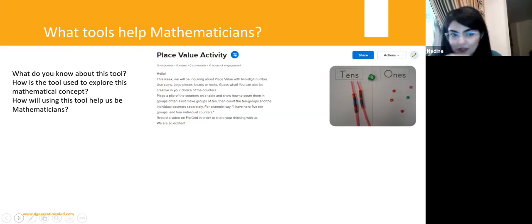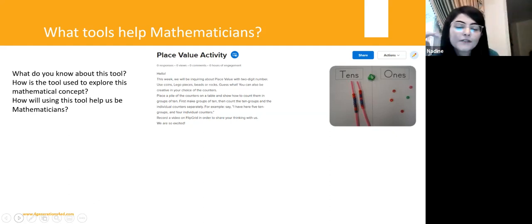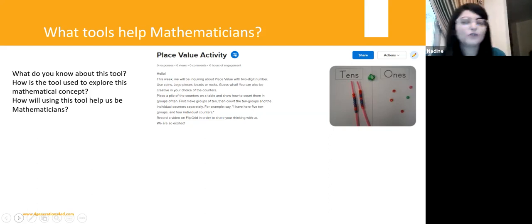And here are some questions that we can always keep in mind while we are serving our learners with certain tools. For instance, what do you know about this tool? What do you know about base 10? How is this tool specifically used to explore this mathematical concept? And how will using this tool help us as mathematicians? So I personally believe it's not only about using tools, but it's also about drawing the connection to the concept and knowing that this tool might also be used for more than one concept.